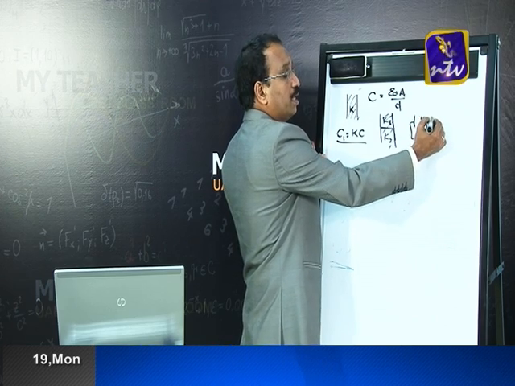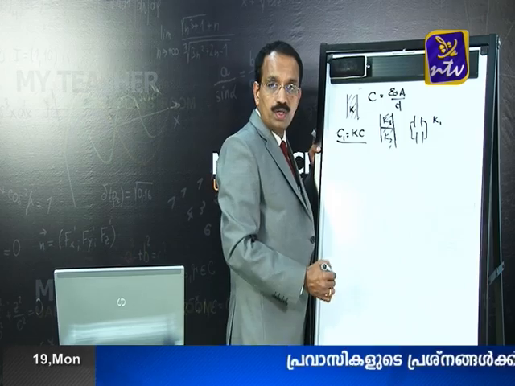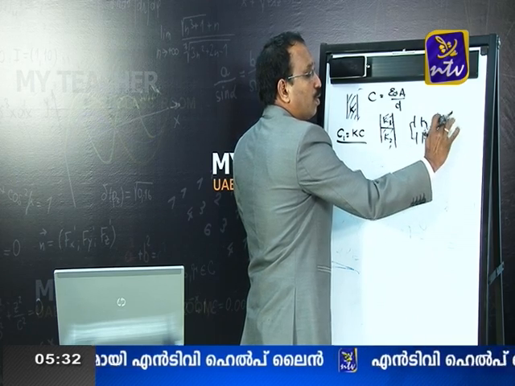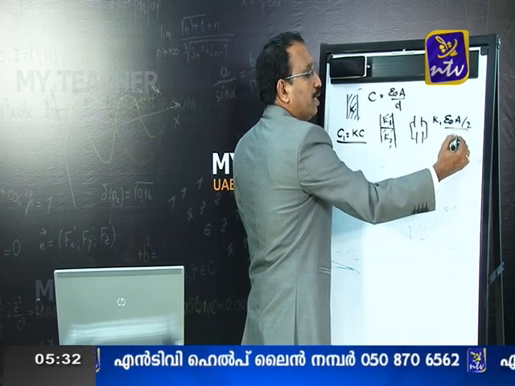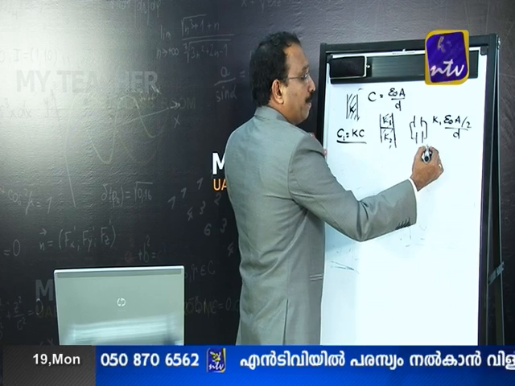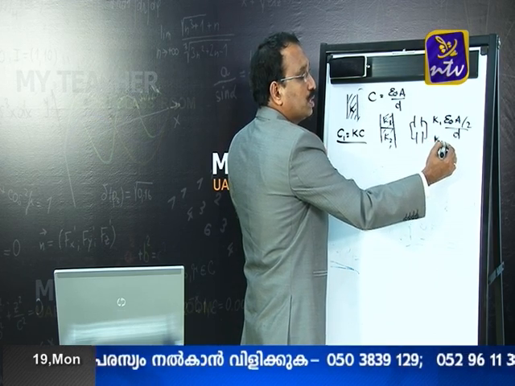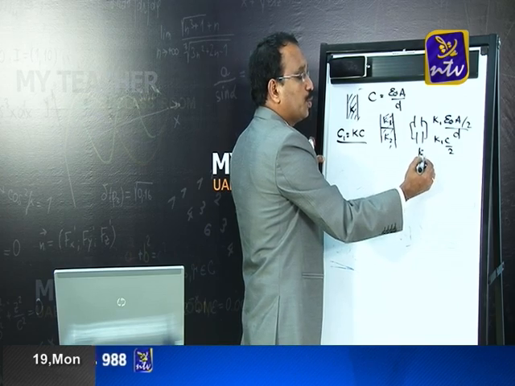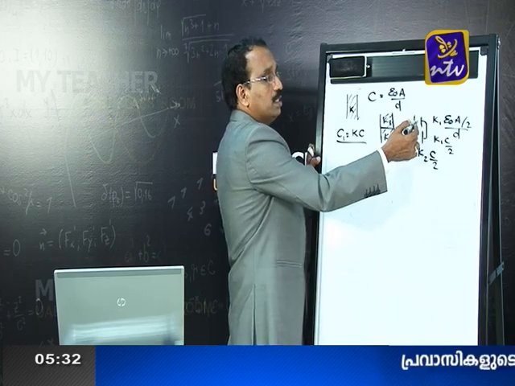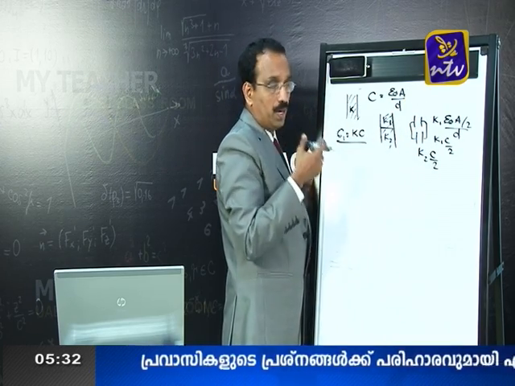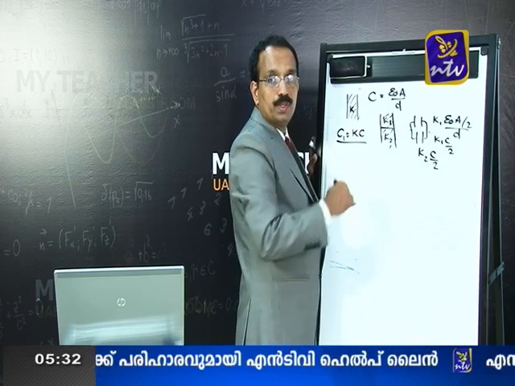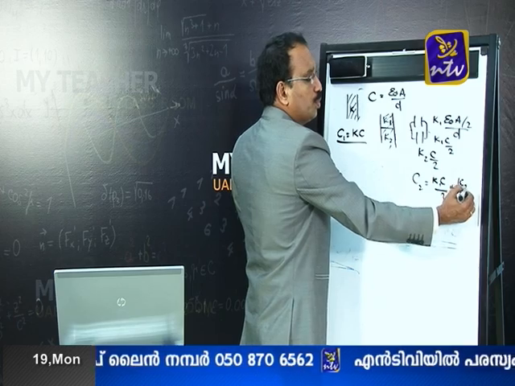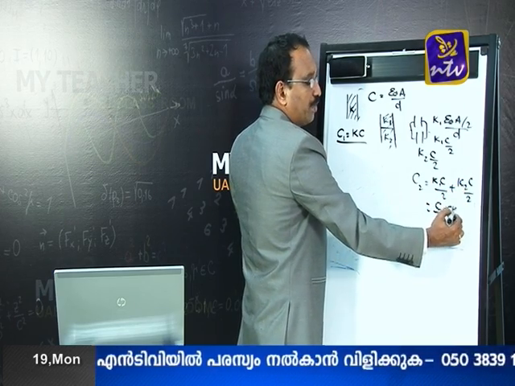How do you add the two capacitances? First of all, how much is this capacitance? Compared to the original, the area is divided, so it is K1 into epsilon 0 A by 2 by D. Otherwise, we can rewrite this as K1 into C by 2, because epsilon 0 A by D is C. Similarly, the other is K2 into C by 2. Since they are in parallel, we add them up. C2 is K1 C by 2 plus K2 C by 2, so C by 2 into K1 plus K2.